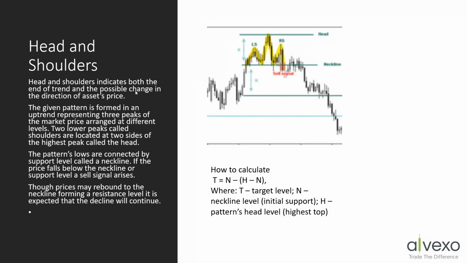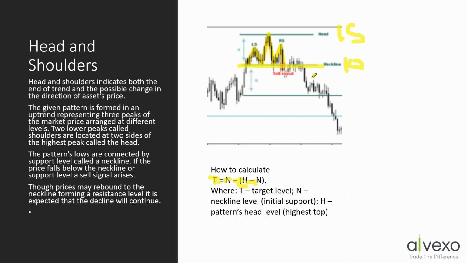Now there's a standard formula to figure out what your target points are, where to put your stop loss, and where to enter the market. The formula is T, which is your target price, equal to the neckline minus the head minus the neck. Whatever price the head is, that's the highest price the asset hit before it went down to form the head, and the neckline is the support line. Hypothetically, say the neckline formed at 10 and the highest point of the head was at 15.